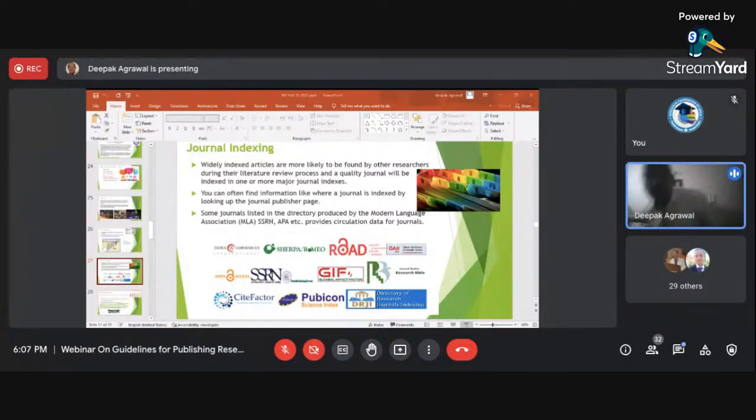So there are various associations which provide indexing to the various journals. Again, it is a prestigious point if your paper has been indexed through that journal. If a journal is indexed in a publication list, then it becomes more prestigious for you. So that becomes the general indexing.